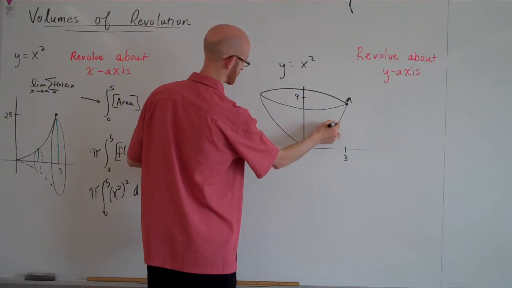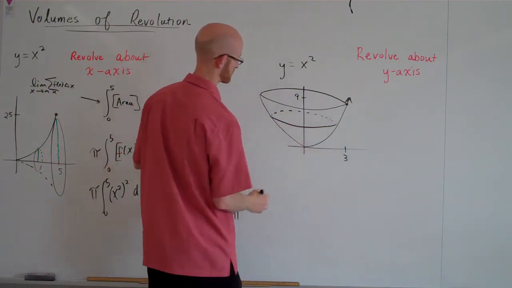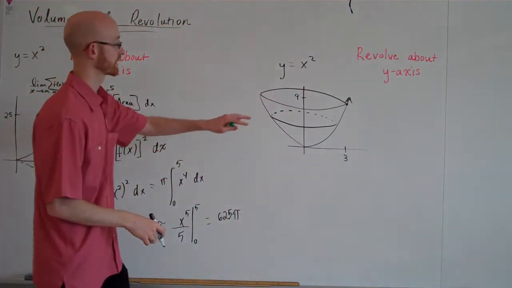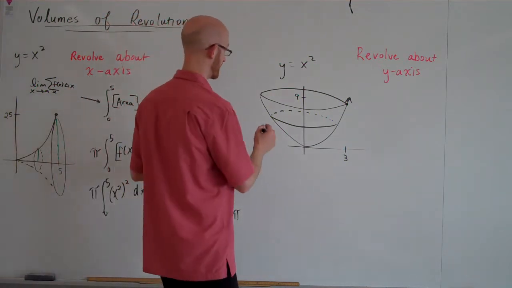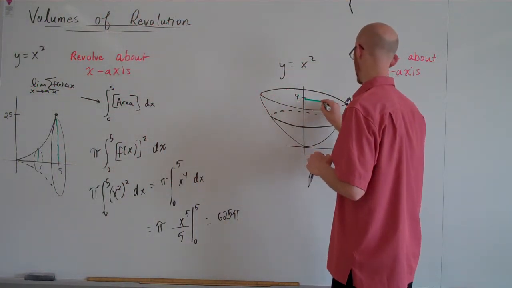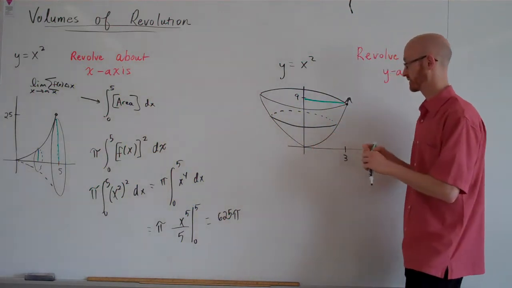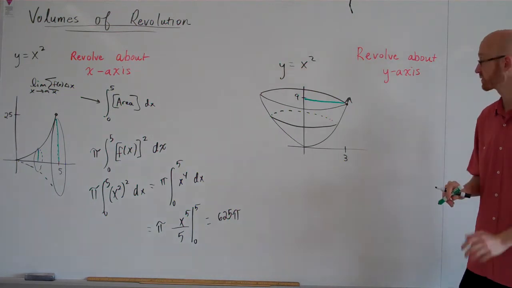So there's all kinds of little circular slices going on here. I've drawn the top slice and maybe a middle slice. And 9 again is the top. So we're going to need to find what that radius is. And then we're going to need to do, again, an integral with pi times the radius squared.